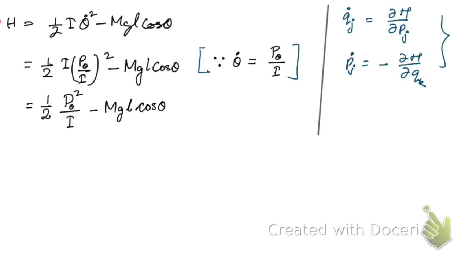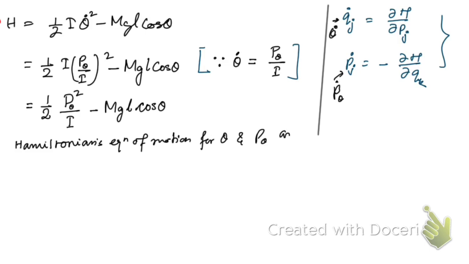So here in this situation, qj will be replaced by theta, qj dot will be replaced by theta dot, and pj will be replaced by p_theta. Then Hamiltonian's equations of motion for theta and p_theta are: theta dot is equal to del H by del p_theta, right?